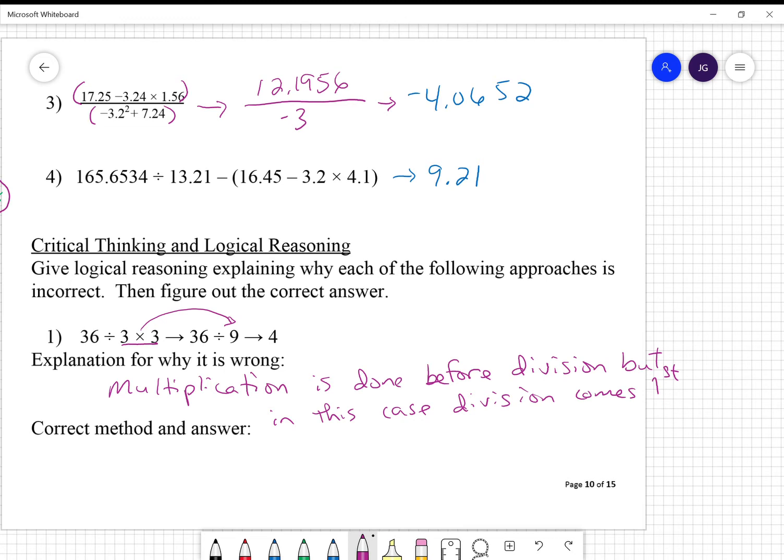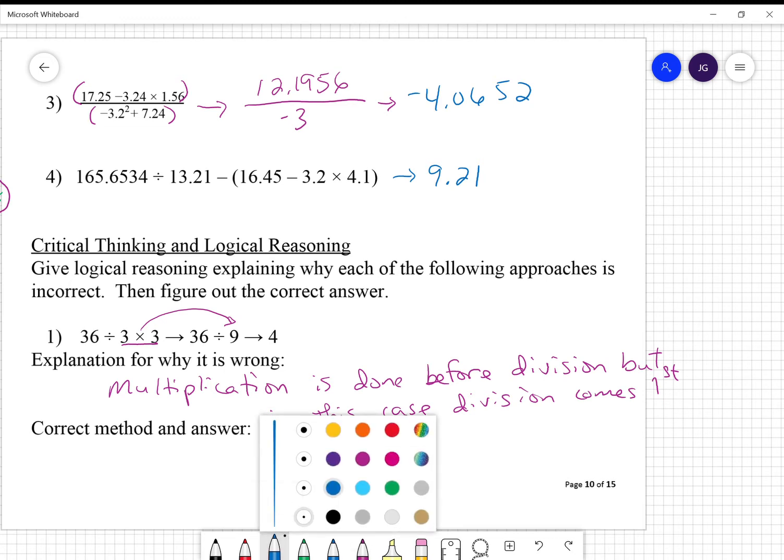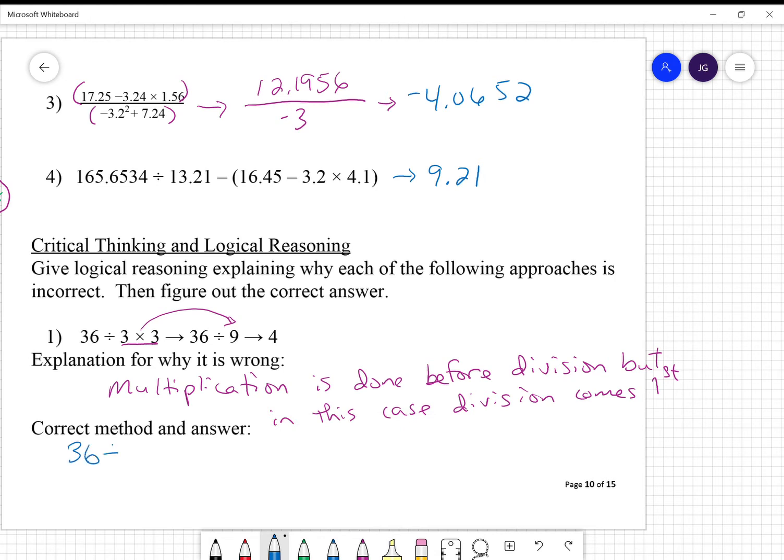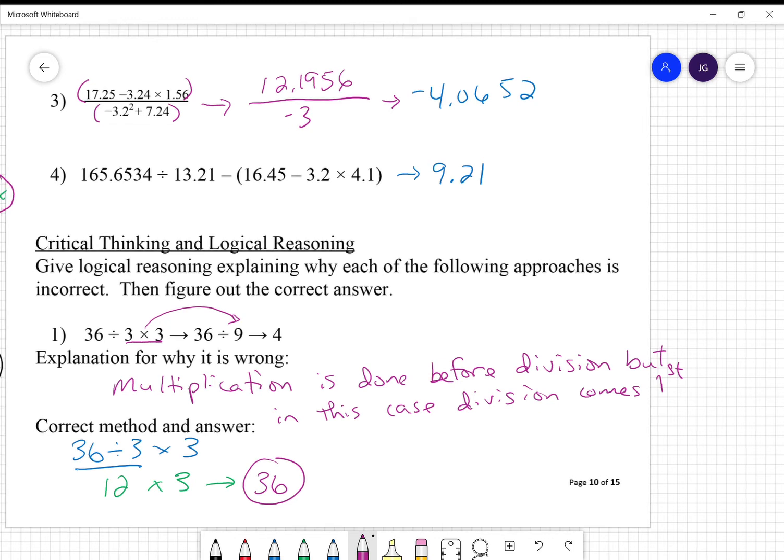So the correct method for doing this problem is 36 divided by 3 is 12. 12 times 3 is 36. Okay. Next example.